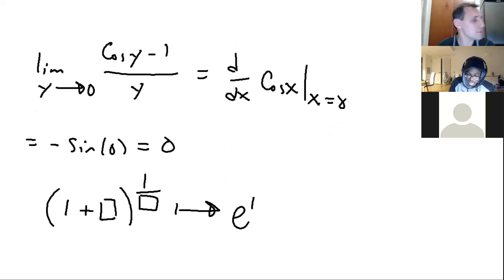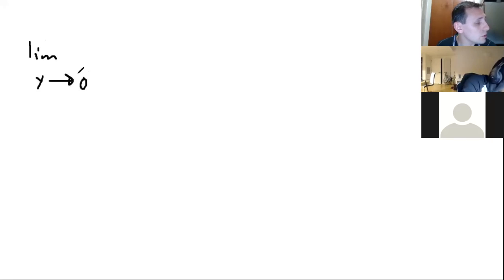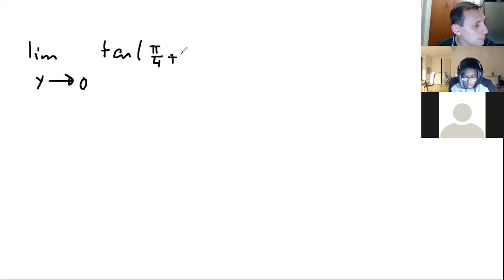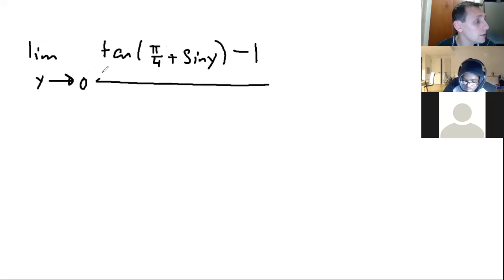All right. So what about this one? Limit. Let me just do it in black. So limit where y goes to 0 of tangent of pi over 4 plus sine y minus 1 divided by y. What is that equal to?